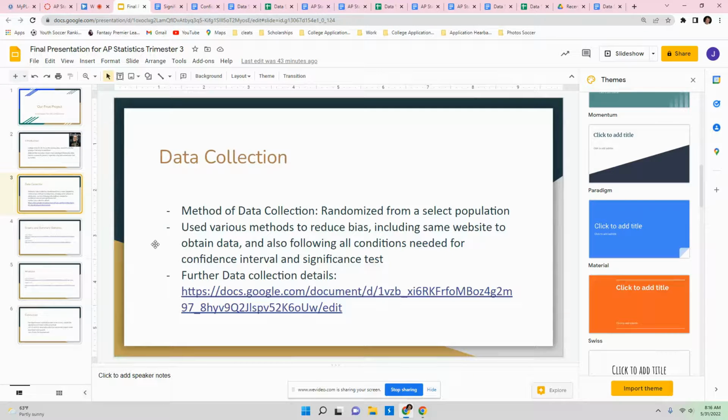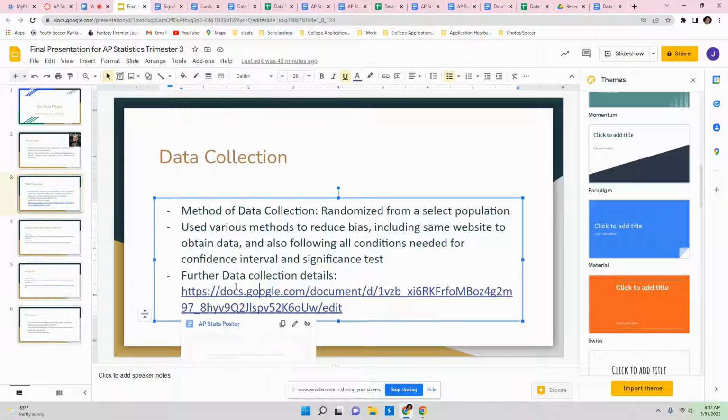Then moving on to data collection, we randomly selected from a select population, and for our various methods of reducing bias, we used the same two websites, Redfin and Forbes. Forbes we used to find the top 150 ranked universities, and from there we go to the cities, where we find our average mean housing price for the cities of the top 150 ranked universities. And we used Redfin to find those housing prices. So Forbes was the way to find the universities, and Redfin was the way to find the housing prices.